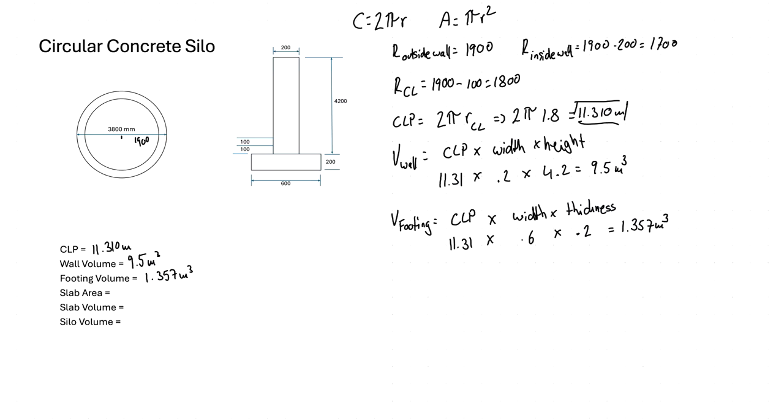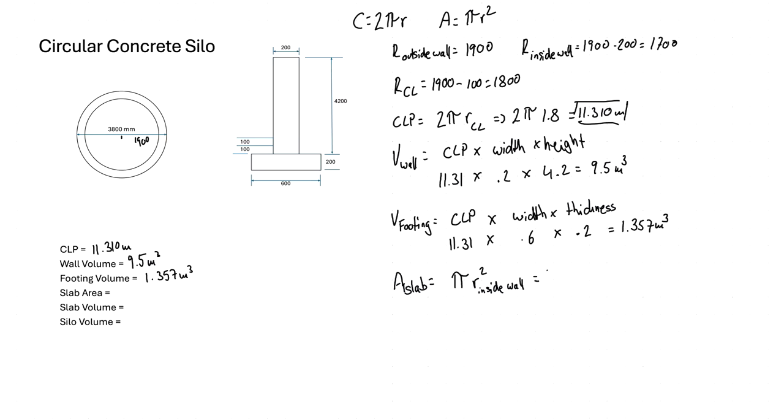Now, the next one is the area for the slab. So A for area, and we want to figure it out for the slab. So remember that the slab only goes to the inside of the wall. So we need to use the radius of the inside wall, that one up here. How do we figure out an area again? Well, good thing I wrote it up there. It's pi r squared. Pi r squared, and it's the radius of our inside wall.